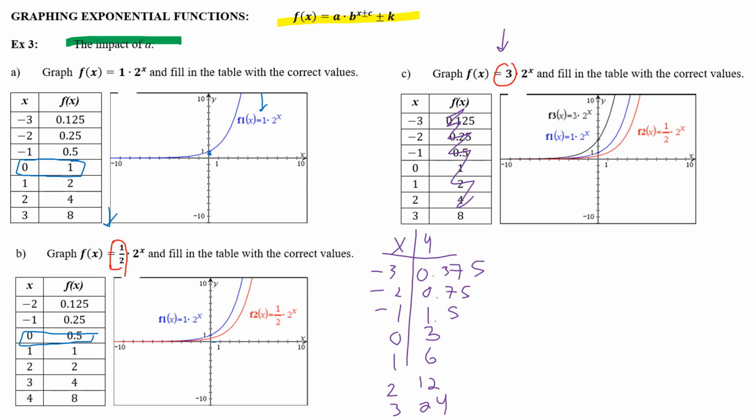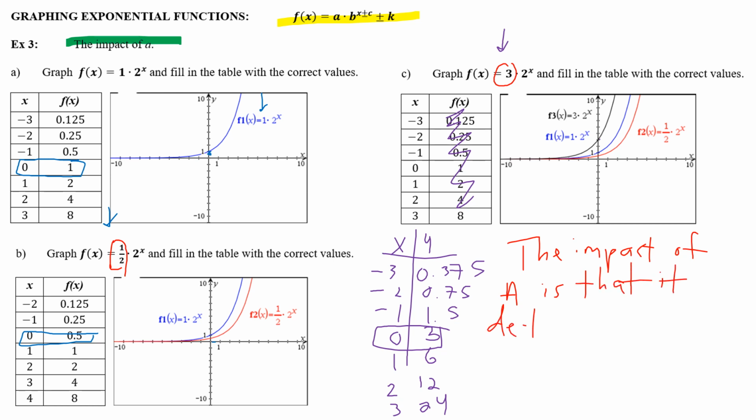And the way I figured it out, because I told you A seems to be our starting point, and it was a 3 here. So sure enough, if you look at 0, 3, that's our starting point. So after the graph where it says what's your observation, the observation is going to be that the impact of A determines our starting point. So the impact of A is that it determines our starting point.